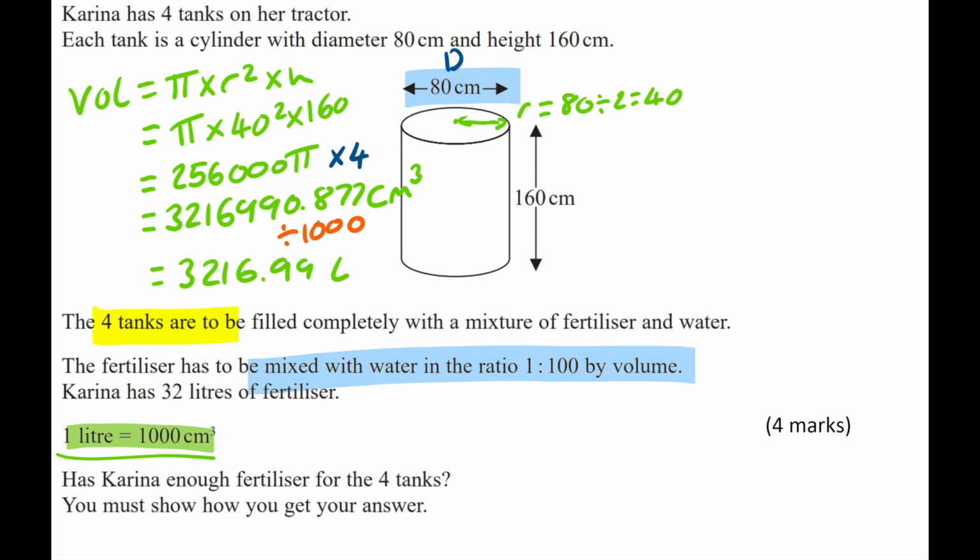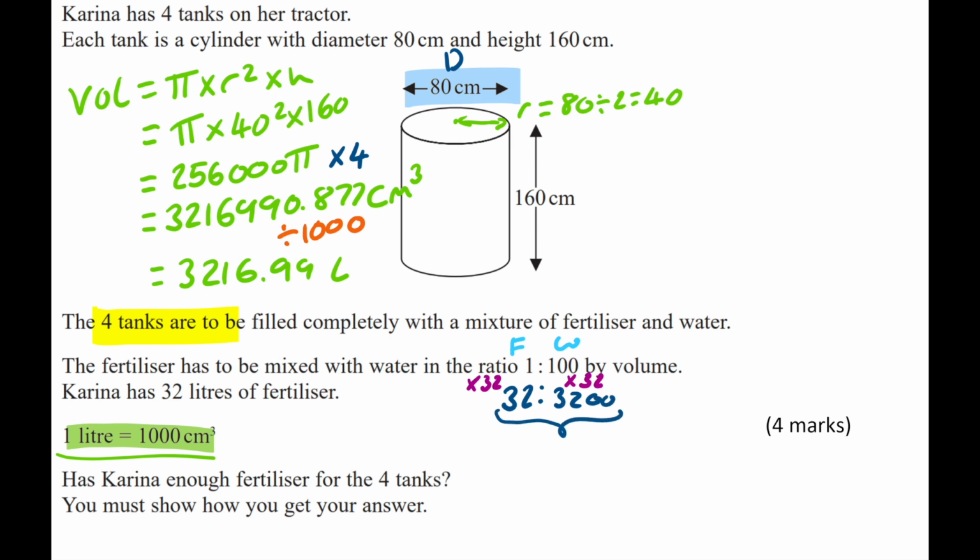Right, now let's move on to the fertilizer bit, and I'm going to read this bit out. So the fertilizer has to be mixed with water in the ratio of 1 to 100, so that's the fertilizer, that's then the water. Karina has 32 litres of fertilizer, and we need to work out essentially how much has she got in total. So 32 is then going to be what you've got for the fertilizer bit. So in order to go from 1 to then 32, you're multiplying by 32. So we then multiply the 100, which is the water, by 32. So 32 times by 100 is then 3,200.